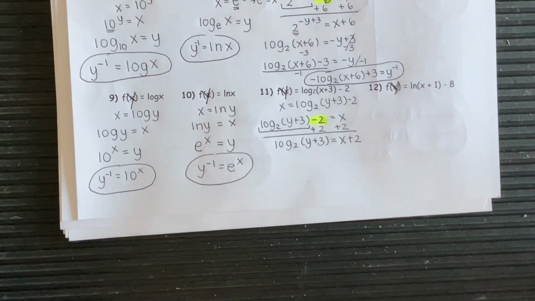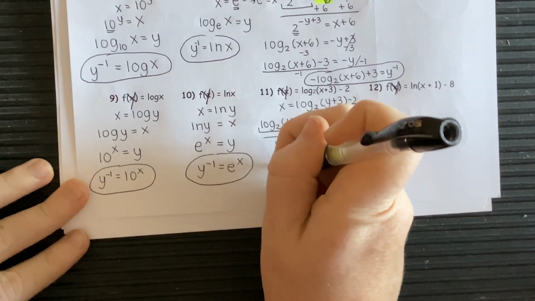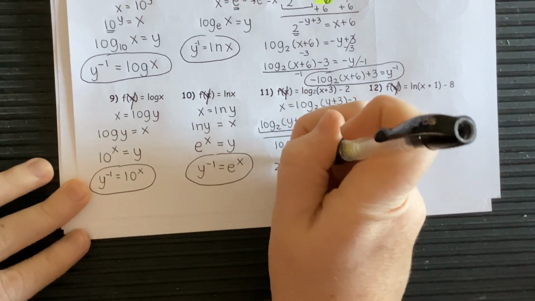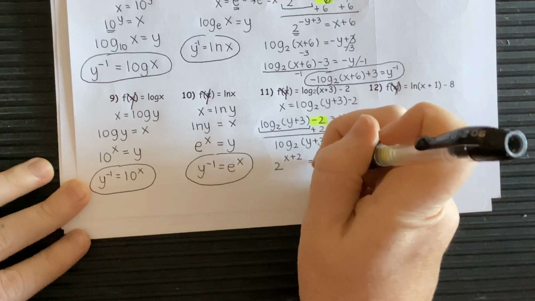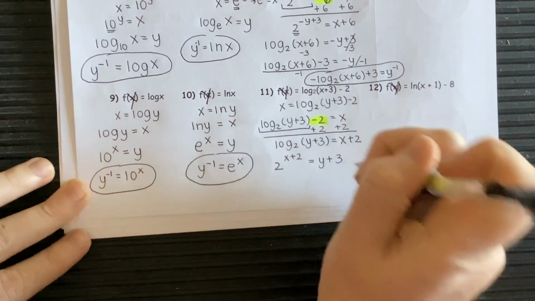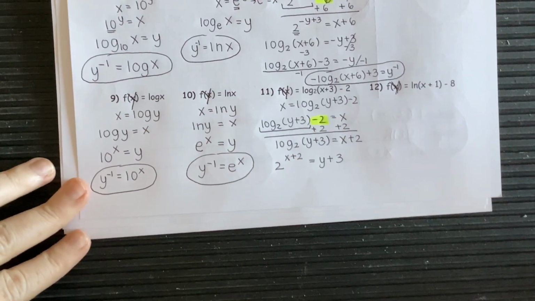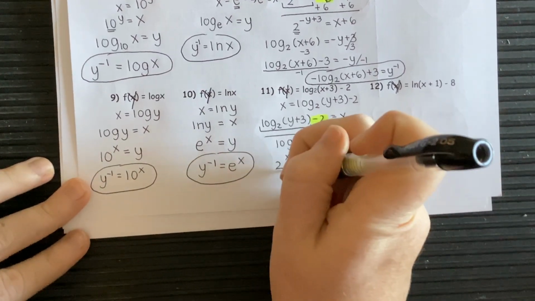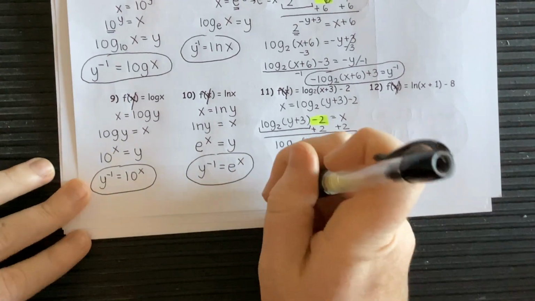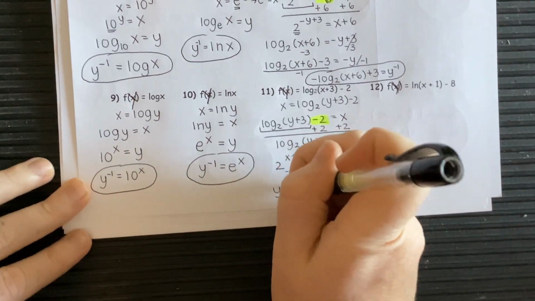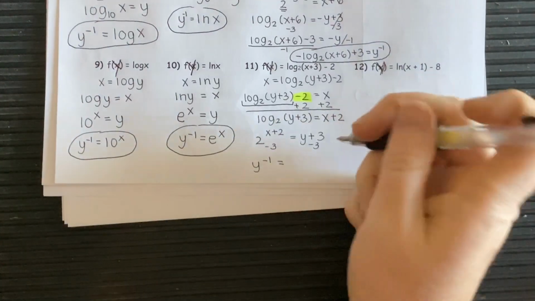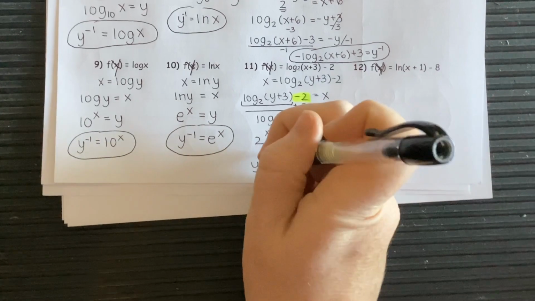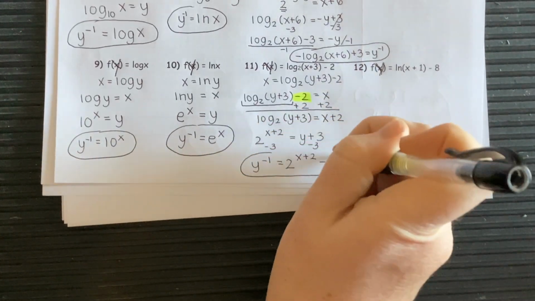Now you can go ahead and rewrite. So our base is 2. So 2 raised to the x plus 2 is equal to y plus 3. Last step to solve, we would subtract 3, and we're going to have that y prime is equal to 2 raised to the x plus 2 minus 3.